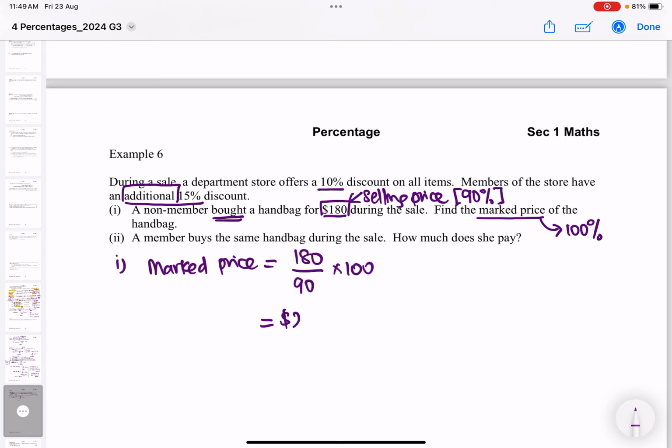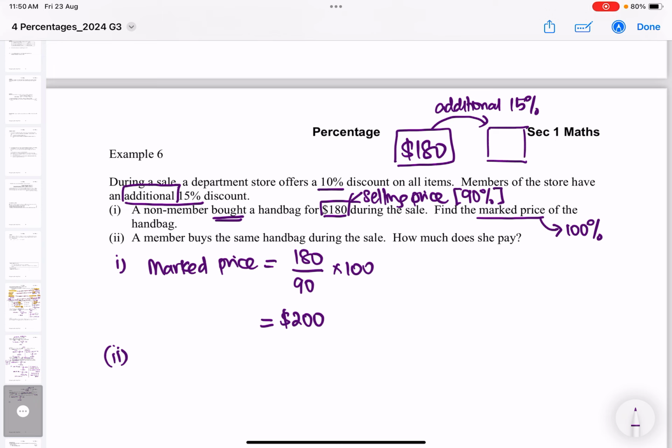So the original price of the bag, or the intended selling price of the bag, was originally $200. Now, if a member buys the same handbag, how much does she pay? We know that the discounted price will now be $180, right? After the 10% discount. So if there is an additional 15% discount, we will need to calculate the new amount. Now, when we are calculating the additional 15% discount, remember this will now be our 100%. So the 15% will be based on the $180.